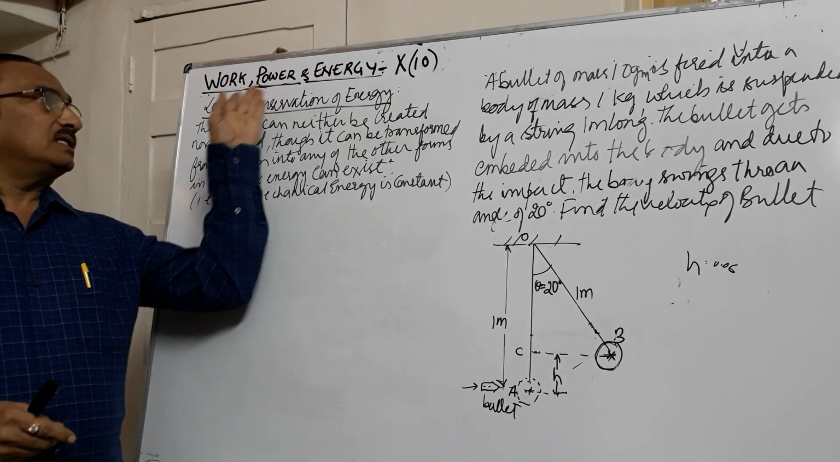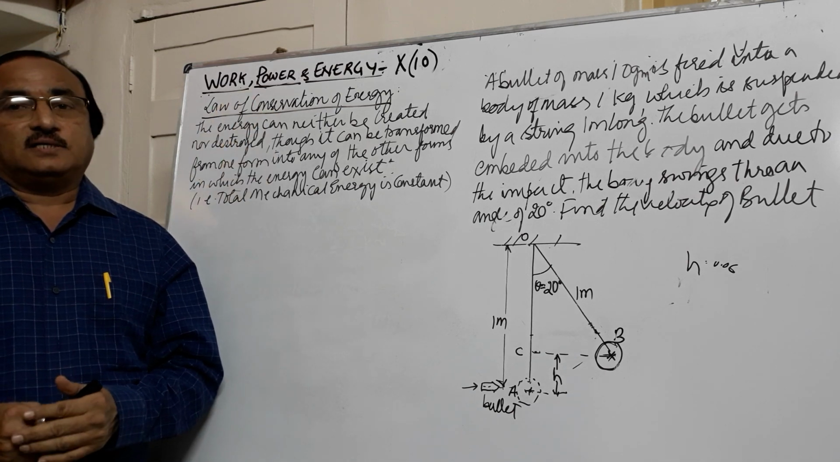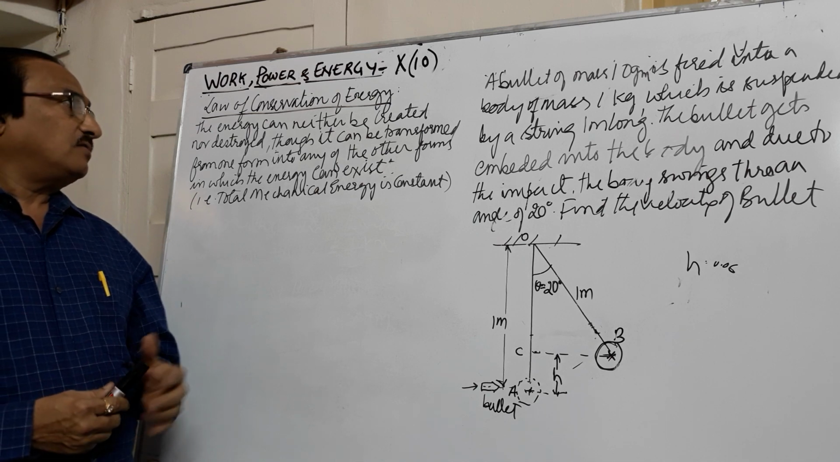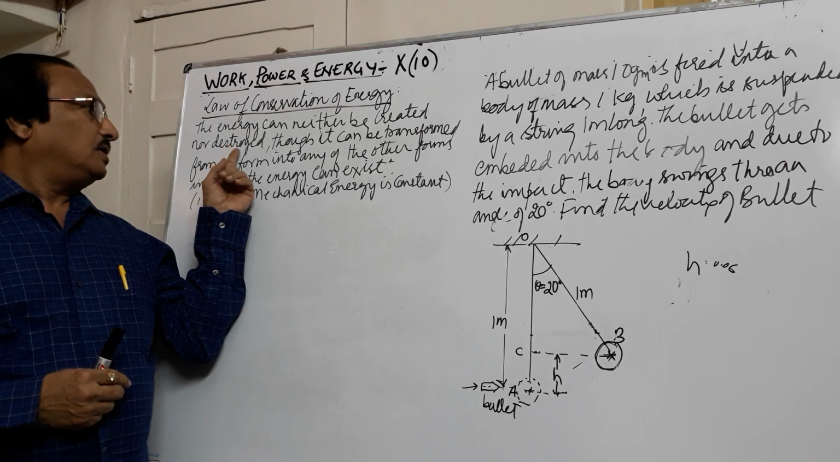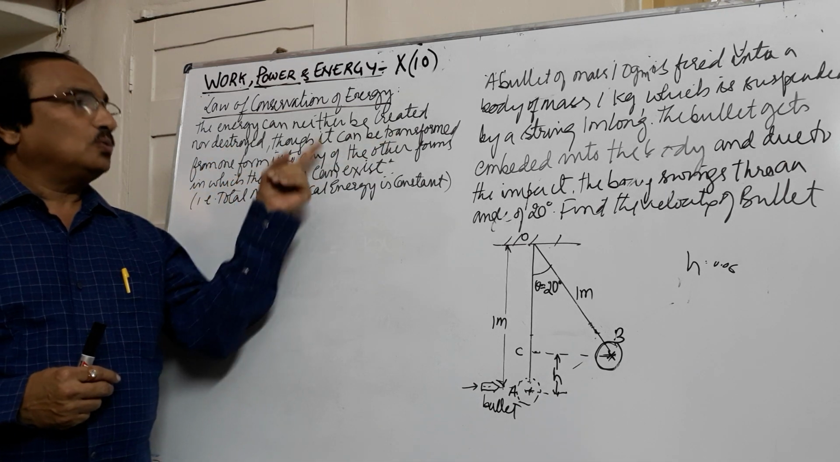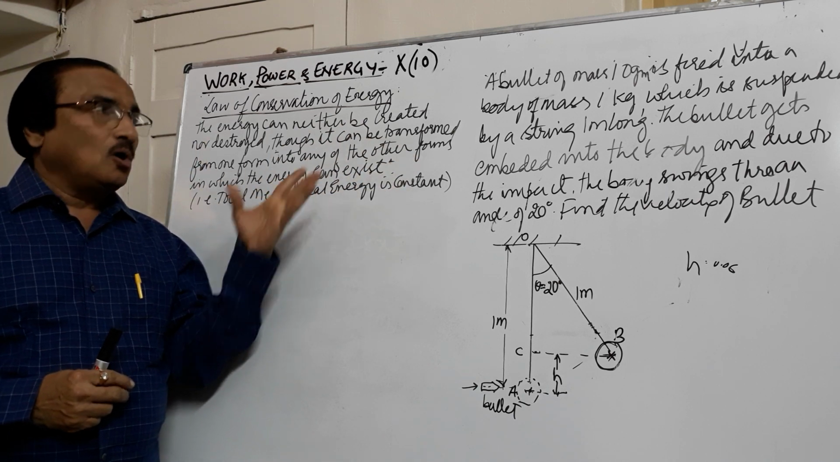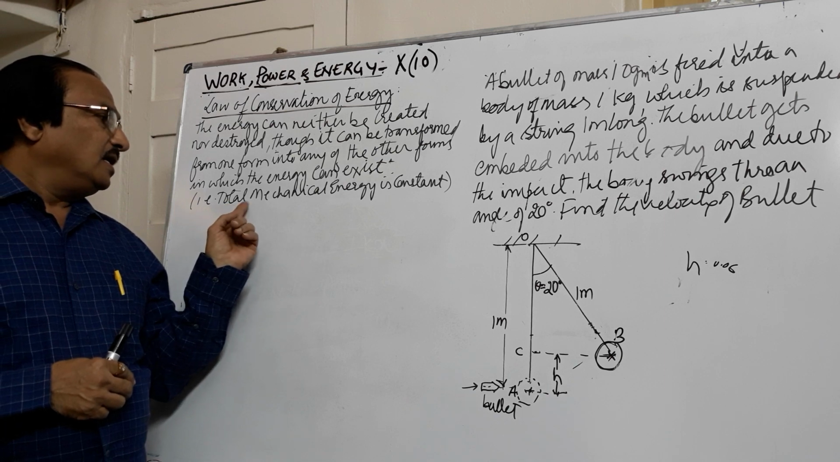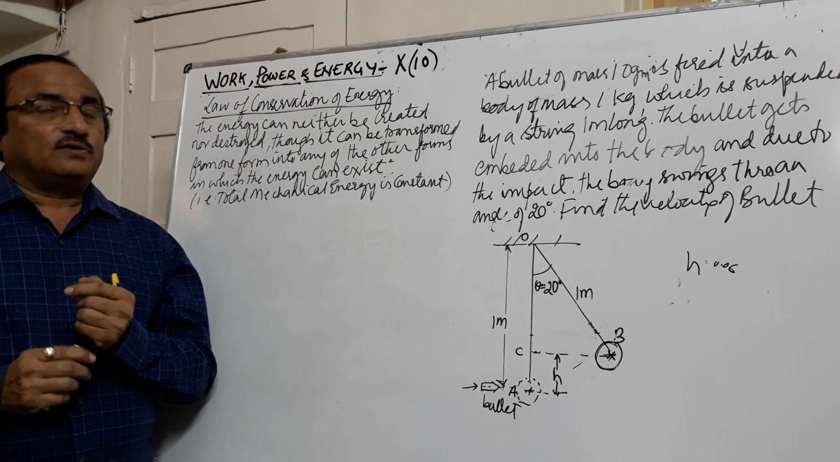This video will see the last part of work and energy, that is the law of conservation of energy. We know that the law of conservation of energy states that energy can neither be created nor destroyed, though it can be transferred from one form into any other form in which energy can exist. In a broad sense, we can say the total mechanical energy is a constant. So this is the law of conservation of energy.